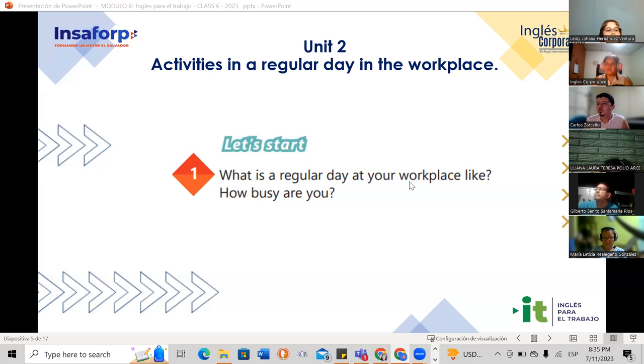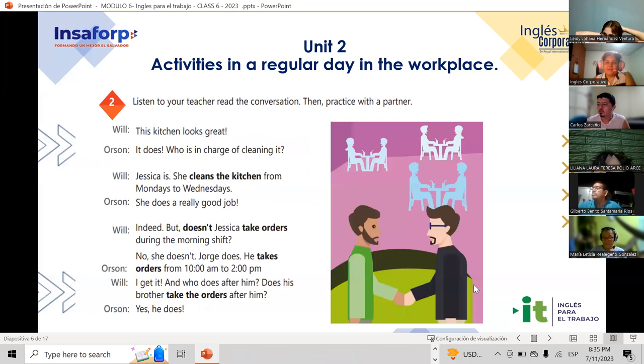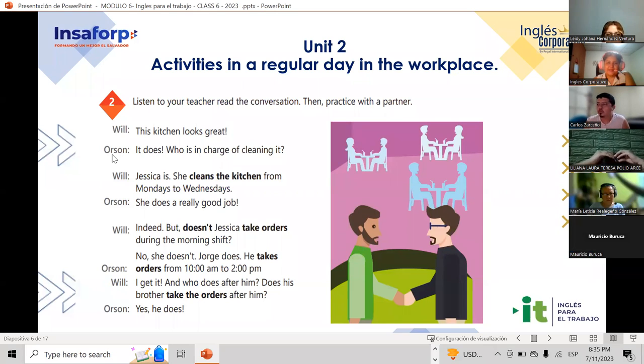Because of the time, we're going to continue with the next activity. But thank you so much for the ones that already participated. Okay, we have here a conversation. Let me read it for you and then you will practice, okay? It says, Will and Orson. Will says, this kitchen looks great. And Orson says, it does, who is in charge of cleaning it?